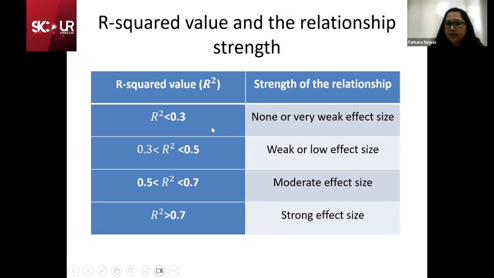If you see that the result for the relationship is less than 0.3, that indicates there is no relationship or a very weak effect size. If the result is between 0.3 and 0.5, then it's a low effect. If the result is between 0.5 and 0.7, then you can justify that there is a relationship between the variables, but the relationship strength is moderate. But if the result is more than 0.7, the relationship strength is very strong. Make sense or not? This is just for your understanding.